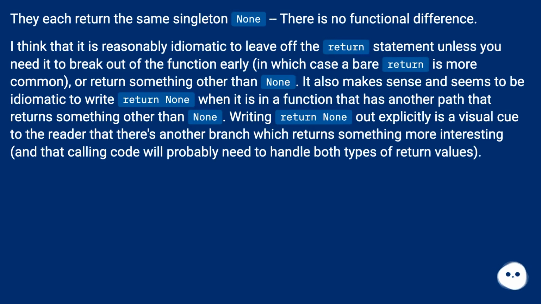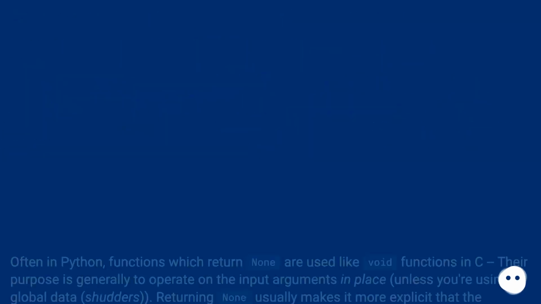It also makes sense and seems to be idiomatic to write return None when it is in a function that has another path that returns something other than None. Writing return None out explicitly is a visual cue to the reader that there's another branch which returns something more interesting, and that calling code will probably need to handle both types of return values.